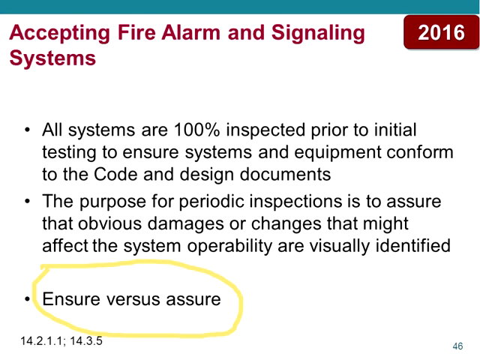One of the biggest things that we talked about is insure versus assure. Insure means that we are proof positive that something works. And in the initial 100% inspection and the initial 100% test, we ensure the system meets code and operates correctly. The purpose of periodic inspections is to assure that the system will be okay. What that means is that we have a pretty good feeling that things are going to be fine.